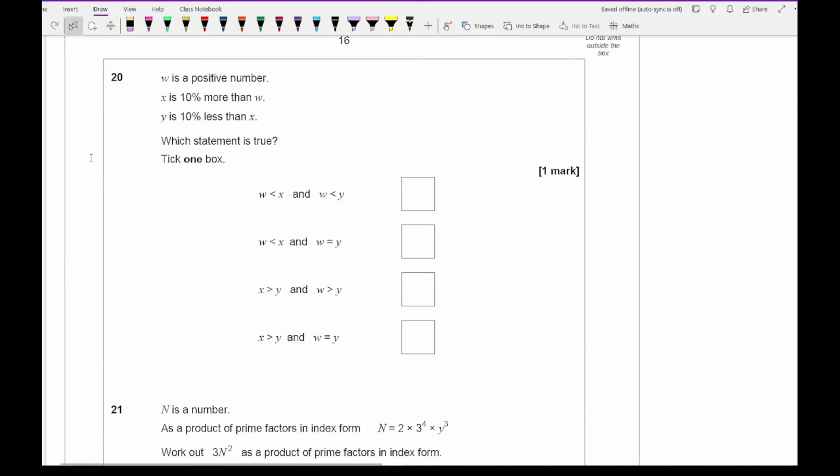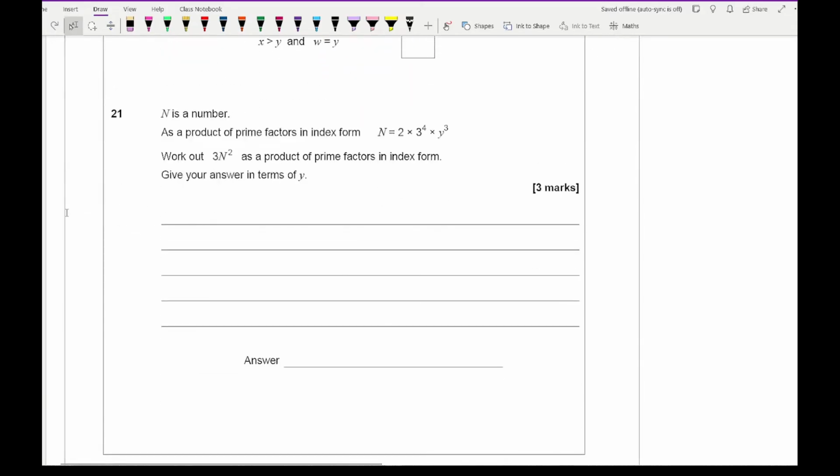Then for question 20, it says W is a positive number, X is 10% more than W, Y is 10% less than X. So again, to work these out, if you can't work it out straight away, well, the correct answer is the third option. But if you can't work it out, basically make up a number for W and then respectively work out the values of X and Y from it. So for example, if W equals 100, then X is 10% more, which is 110, and Y is 10% less than X, so that's going to be 11. So 110 take away 11 is 99, and then you can then answer the questions from there.